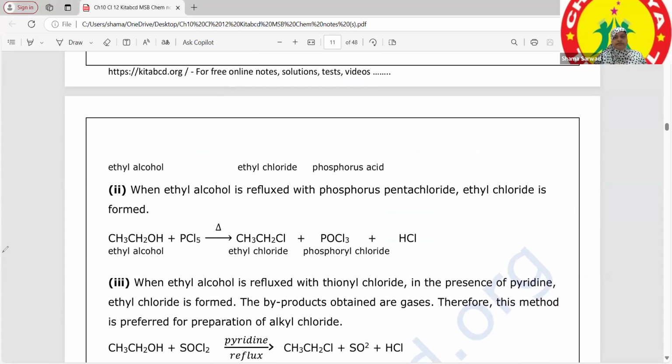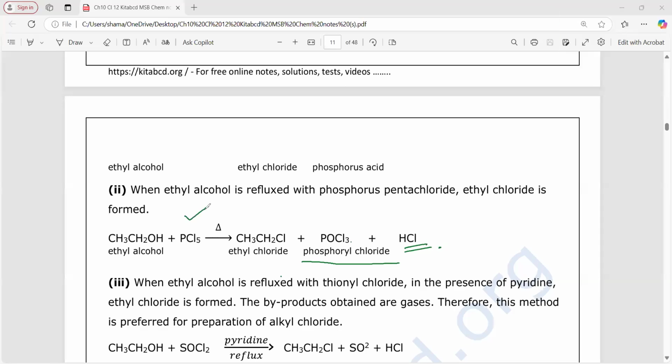Next one is what? See, here, when ethyl alcohol is refluxed with phosphorus pentachloride, ethyl chloride is formed. Same product would be there because your substrate is the same. Only the byproduct would change. Obviously, it is phosphoryl chloride, POCl3, and HCl, hydrochloric acid would be generated, because 2 chlorines would be extra in this case. So one is gone with the compound, 3 would be in phosphoryl chloride, and 1 would be in HCl. So 1, 3, 4, and 1 more is 5. Clear? Get the balance.